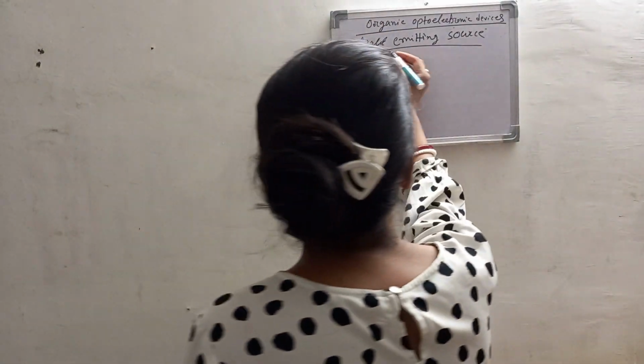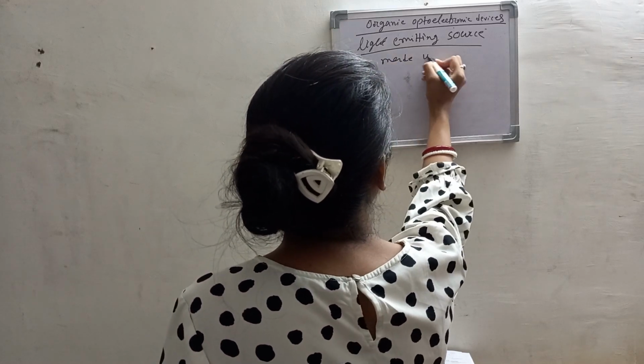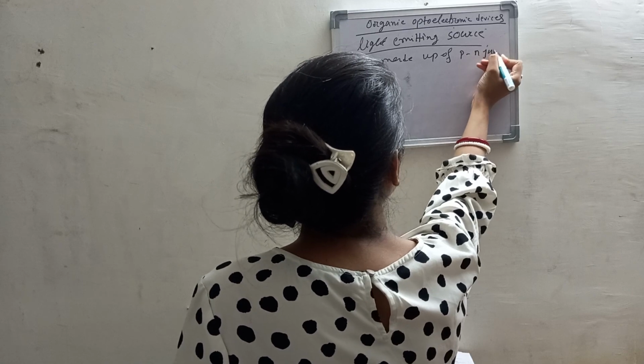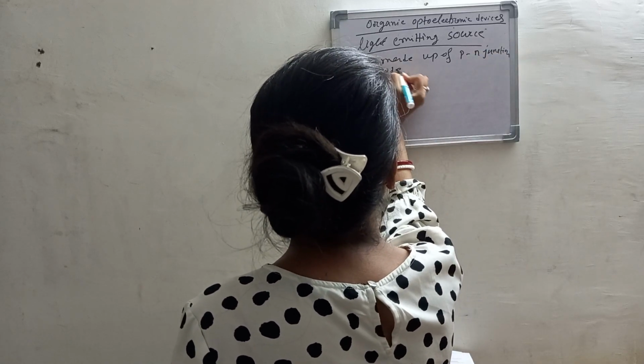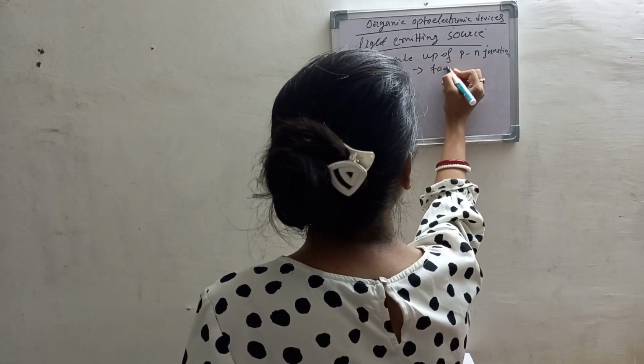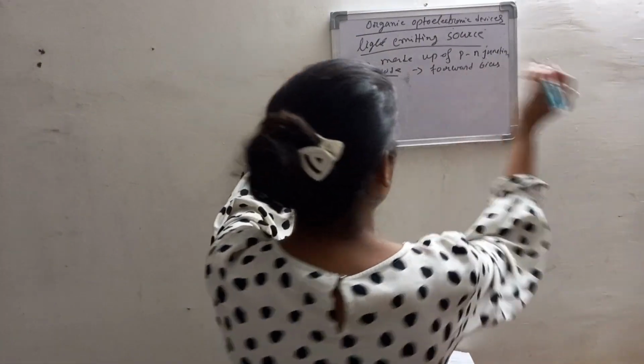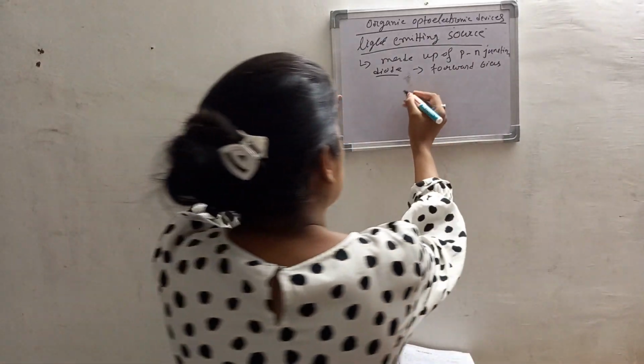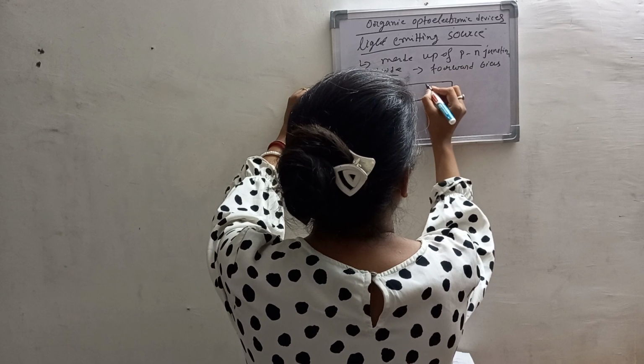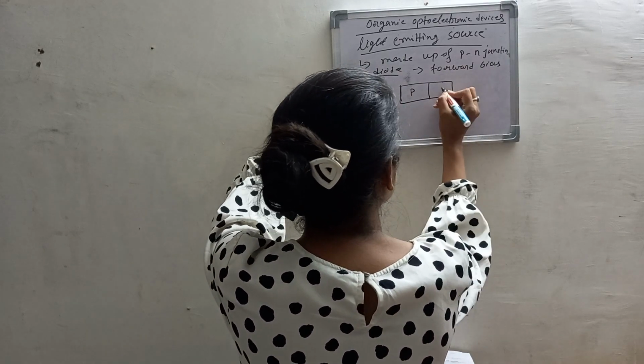Okay, how can you design the light emitting source? It is one kind of diode, a PN junction diode. It is made up of a PN junction diode, right? And it is operated by forward bias. These two features are required. It should be made up of a PN junction diode and it should be controlled by forward bias. PN junction diode is a device which consists of a P-type semiconductor and an N-type semiconductor. If you connect P and N type semiconductors together, that becomes a PN junction diode, right?